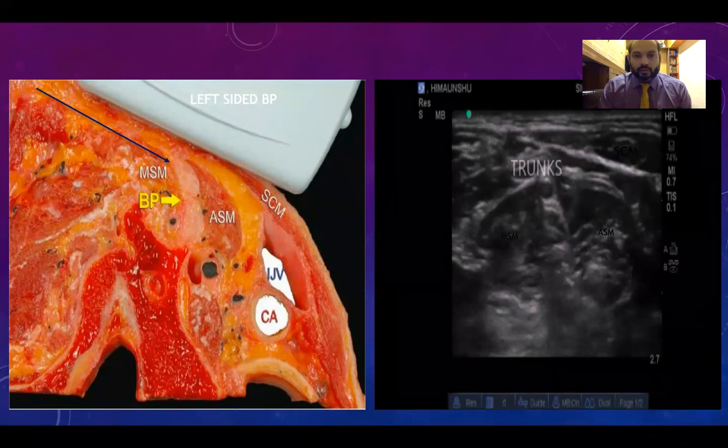So for all practical purposes, in-plane technique is advocated for almost all the blocks. The other technique is out-of-plane technique, where you can see only the tip of the needle and not the entire shaft of the needle. So the chances of nerve injury are more with this type of needling.